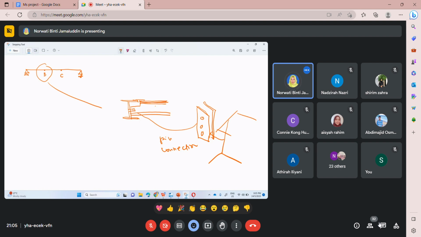And then normally we need this to be flush. Dia sama rata, flush. Otherwise, your slab here ada step. If it is not flush, your slab will not be at the same level.